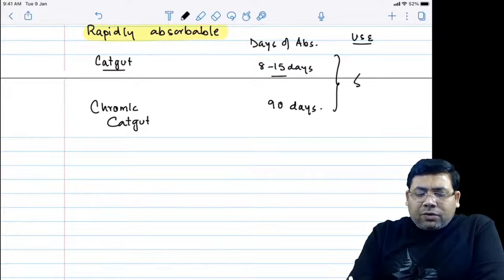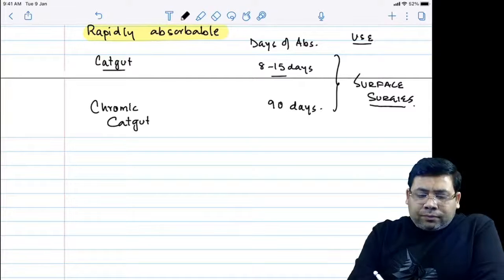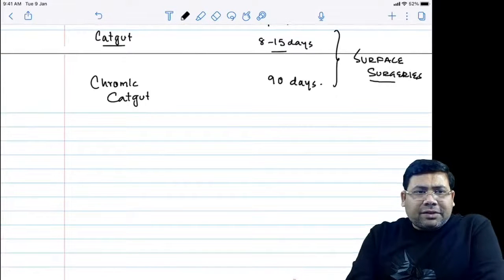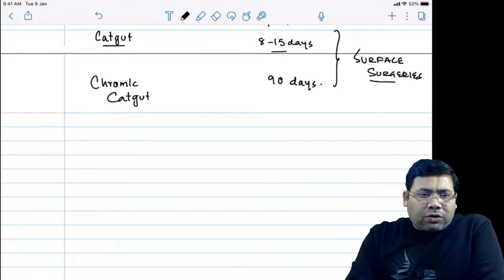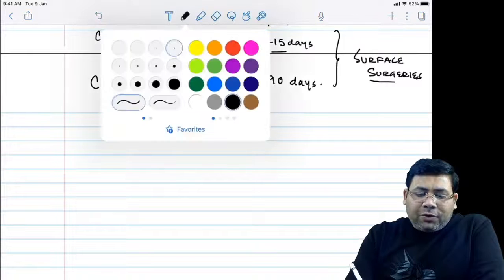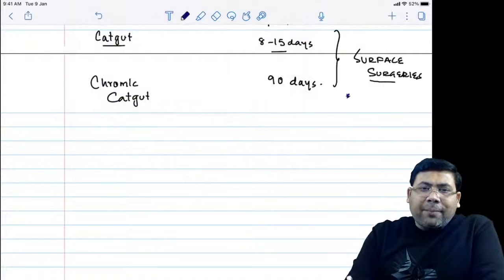They are used for all surface surgeries. What do we mean by surface surgeries? When you talk about surface surgeries, we have surgeries like circumcision, surgeries like hydrocelectomy. Also, we use it for the appendix.